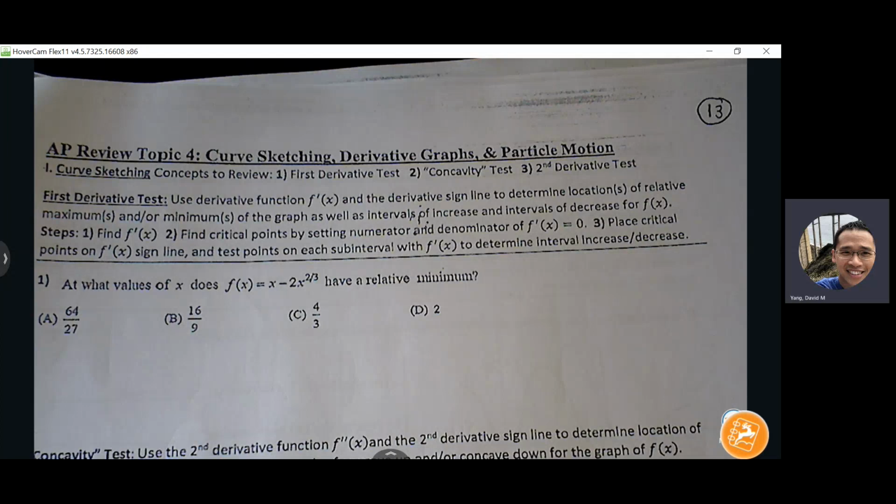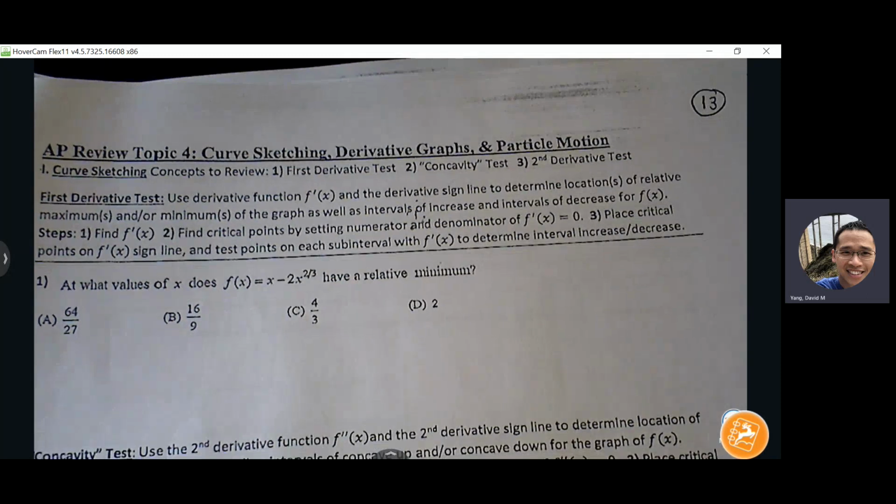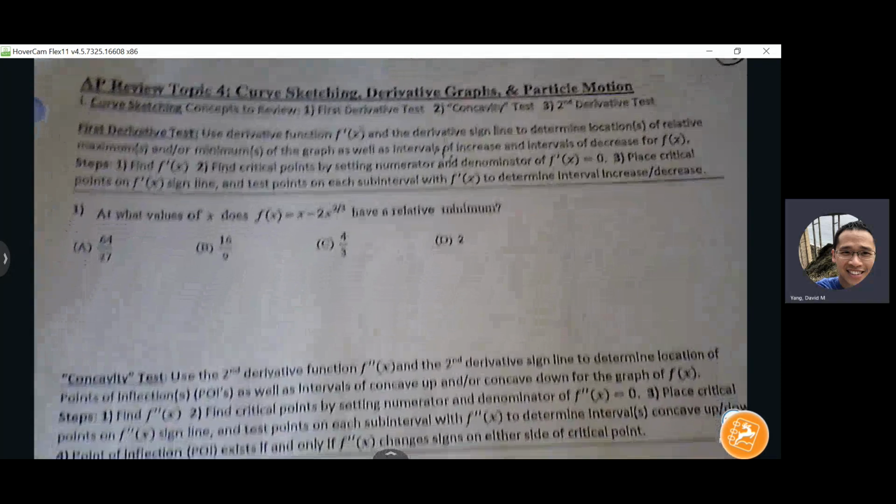Okay. So first we find f prime, then we set f prime equal to 0. If there's a numerator and denominator, we have to consider both the numerator and denominator. Then we place all the critical values onto our sign line, and then we test each subinterval. So now this should feel familiar since we've been using this recently as well. So let's look at number 1 here.